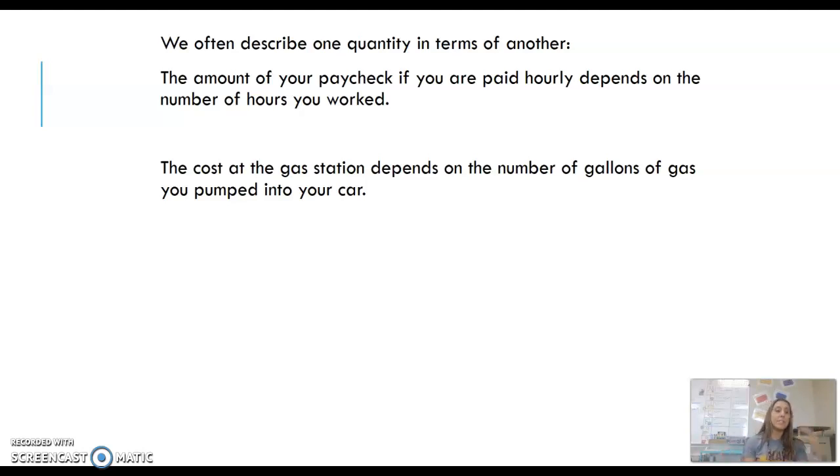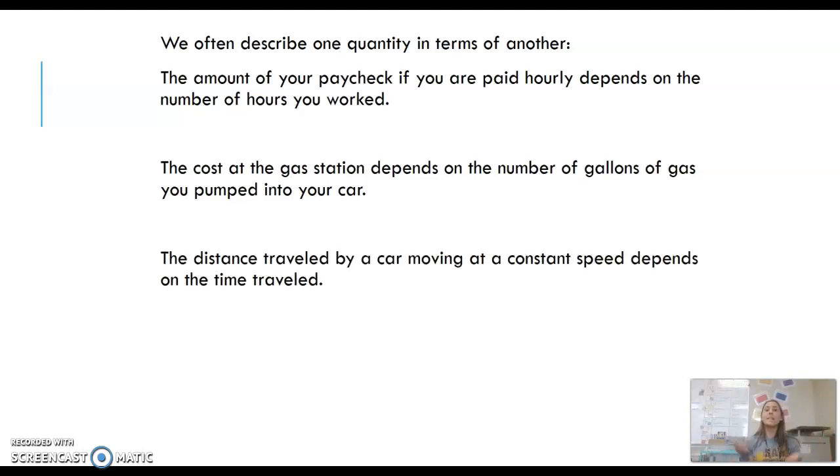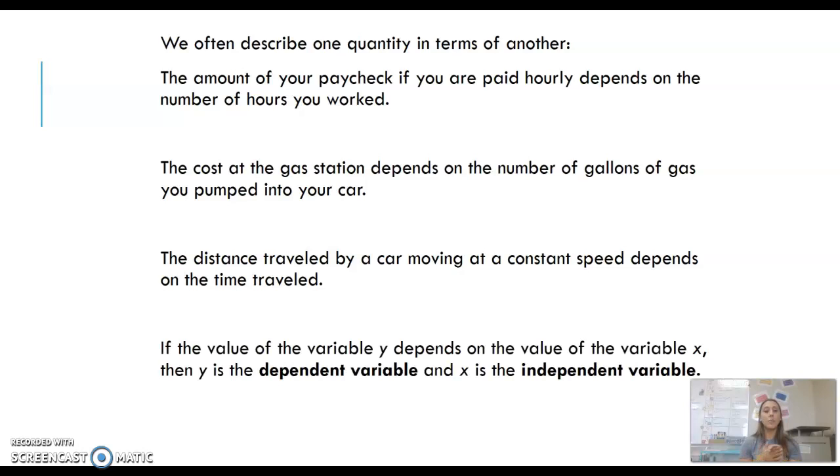So we have something that's going to change another thing. Something depends on another thing. The distance traveled by a moving car at a constant speed depends on the amount of time that you're doing it. So the distance that you travel at a constant speed, if you never slow down, will depend on the time that you do it. And so the value of the variable y will always depend on the value of the variable x. So then y is always your dependent variable, and x is your independent variable. So go ahead and hit pause right now, and you can get that in your notes.